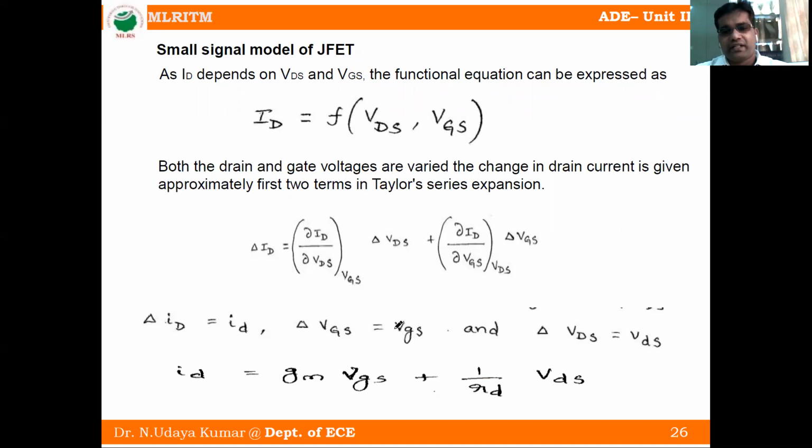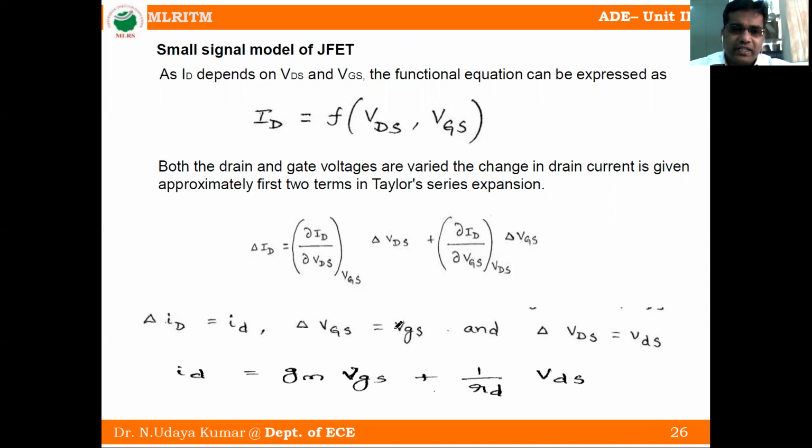The change in drain current is approximately the first two terms in the Taylor series expansion. So we are neglecting higher order terms in the Taylor series and only taking lower order terms. We are changing VDS and VGS and finding the ID value, that means the drain current value. We have three parameters. We fix one parameter and the other parameter is varied, and the corresponding drain current we will note.